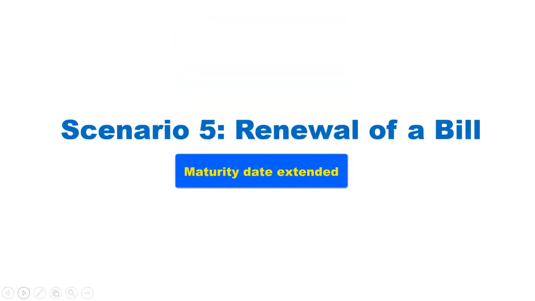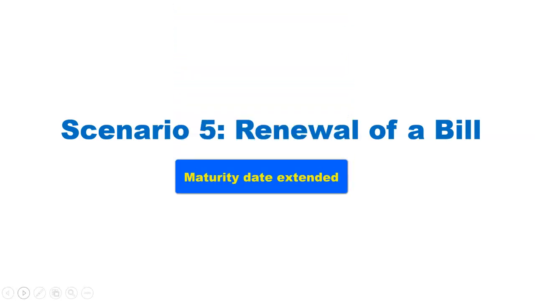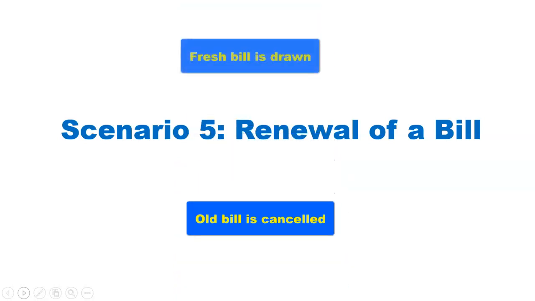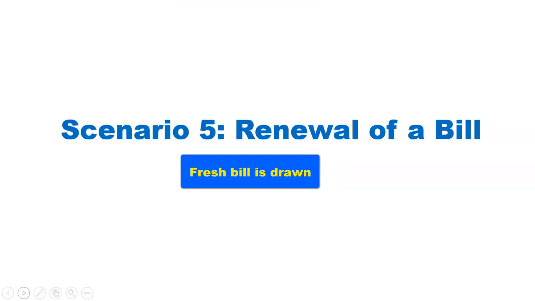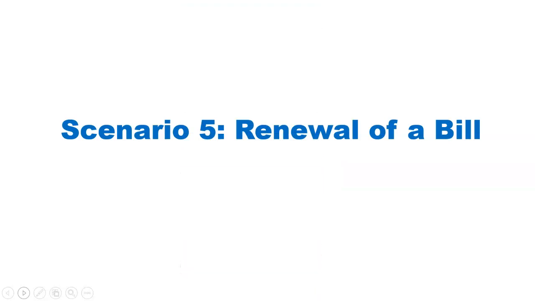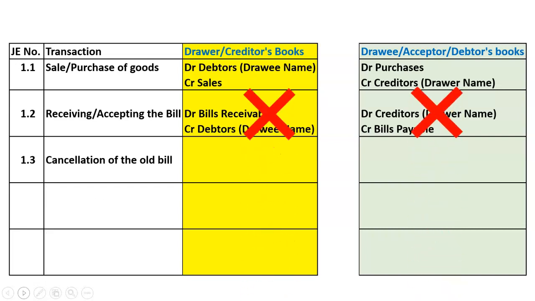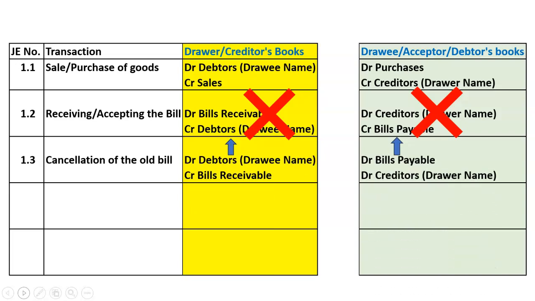Scenario 5. Renewal of a bill. When the acceptor of the bill approaches the drawer with a request for an extension of time for payment, the old bill is cancelled and a fresh bill with new terms of payment is drawn and duly accepted and delivered. This is called the renewal of the bill. The drawer and the drawee both make cancellation entries for the entries made at the time of issuance of the old bill. Effectively, this means cancellation of the old bill. The cancellation entries are just the reversal of the entries made in 1.2 above.